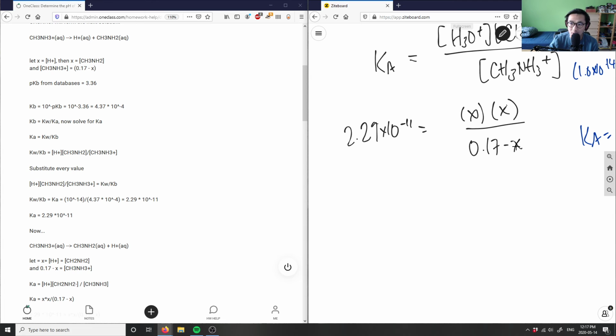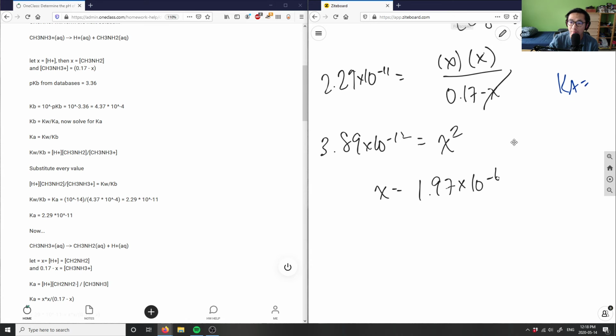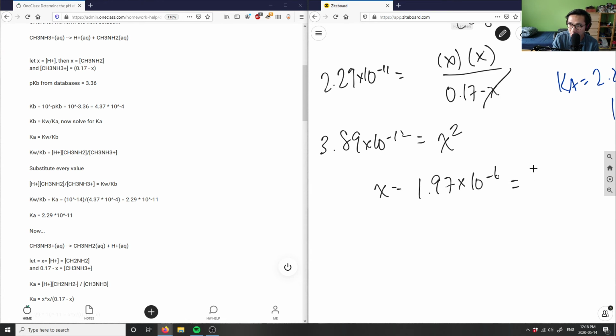I'm going to use a small x approximation to get rid of this minus x. I'm going to multiply both sides by 0.17. Times 0.17, I get a value of 3.89 times 10 to the negative 12. And then I'm multiplying the x's here. I can square root both sides, so x here would be 1.97 times 10 to the negative 6. And this will be my concentration of hydronium ions, H3O+, like I said in my ICE table.